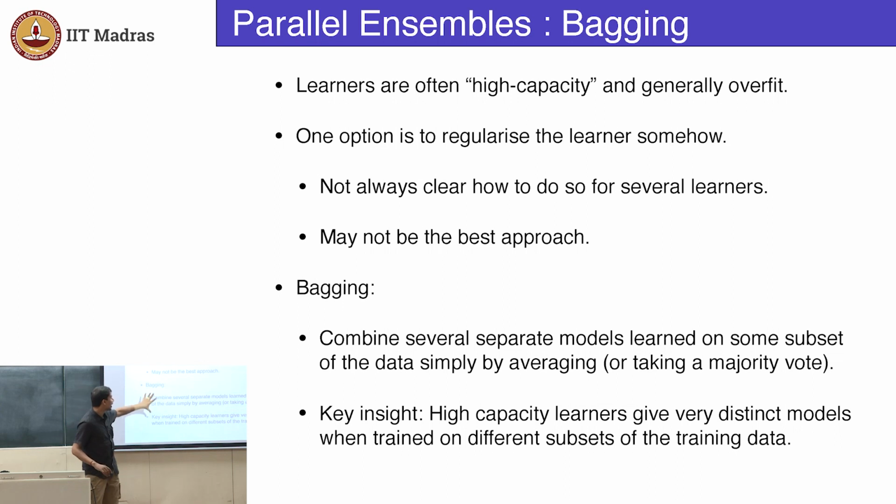So what does bagging do? Bagging simply combines several separate models learned on some subset of the data. Why am I saying subset? I can take the full data as the data of all houses, but no single branch has access to that. A single branch might have access to only some houses. So each model is trained on a different subset of the data. You combine these separate models and then simply average them. Averaging makes sense for regression, majority vote makes sense for classification.